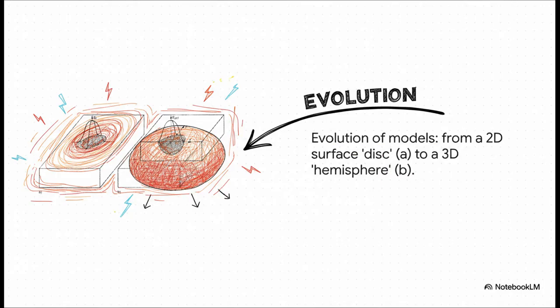And this illustrates that evolution perfectly. On the left, you've got the early disk model, where the heat is just spread across a flat 2D circle on the surface. But then look at the right. That's the hemisphere model. This was a huge step forward because it finally started to account for the digging action of the arc, modeling the heat as a 3D volume that actually penetrates into the metal.